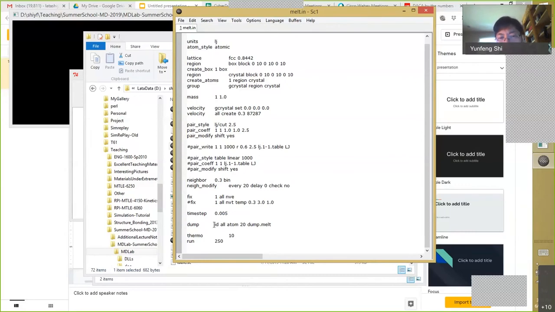And then you dump, which is basically output all the atom positions using the atom format into dump.melt, every 20 time steps. So every 20 time steps, you get an output. And then you run for 250 time steps. So this is really, really short. 4,000 atoms and 250 steps, on a 6 years old laptop, it takes no time, right?